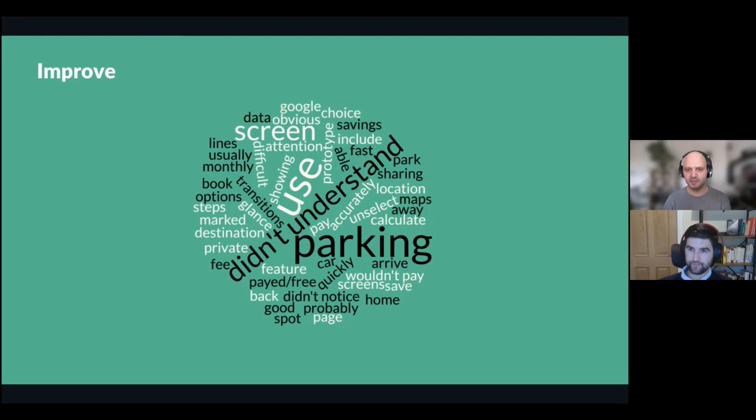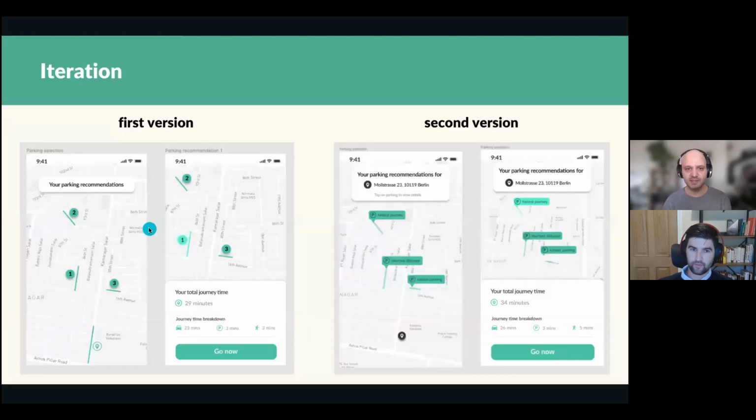But for example, in this example here, it was very obvious that people didn't quite understand what the numbers meant and what the lines meant. So that's the improvement that is now being implemented on the second version, to have it a bit more clear. So I still didn't blame just the prototype, but I also understood that maybe some of the functionality needs to be a bit more clear.